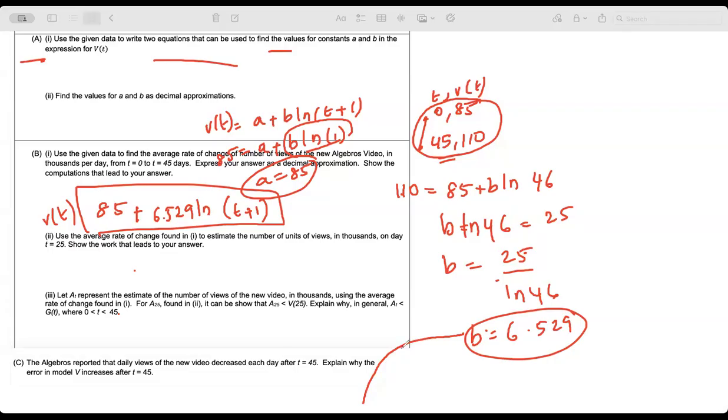So when you think about it, we are going to draw a graph. This is the point 0, 85. This is the point 45, 110. So you can really find the average rate of change. How do you find the average rate of change? 110 minus 85 by 45 minus 0 is the m value, the slope of the graph.